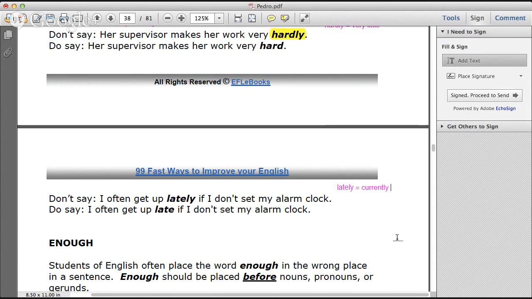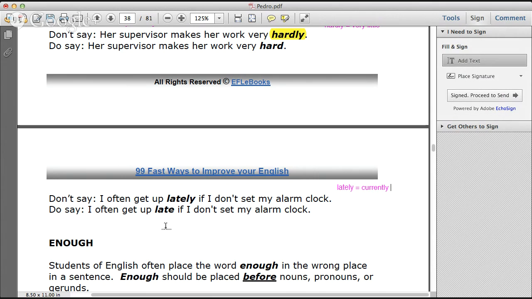Okay, meaning currently. So lately, I've been studying Mandarin Chinese. Okay, so at this moment, or recently, currently, that's what I've been doing. Okay, it does not refer to you getting up late, or waking up not on time, or arriving after the time that you were supposed to be there.